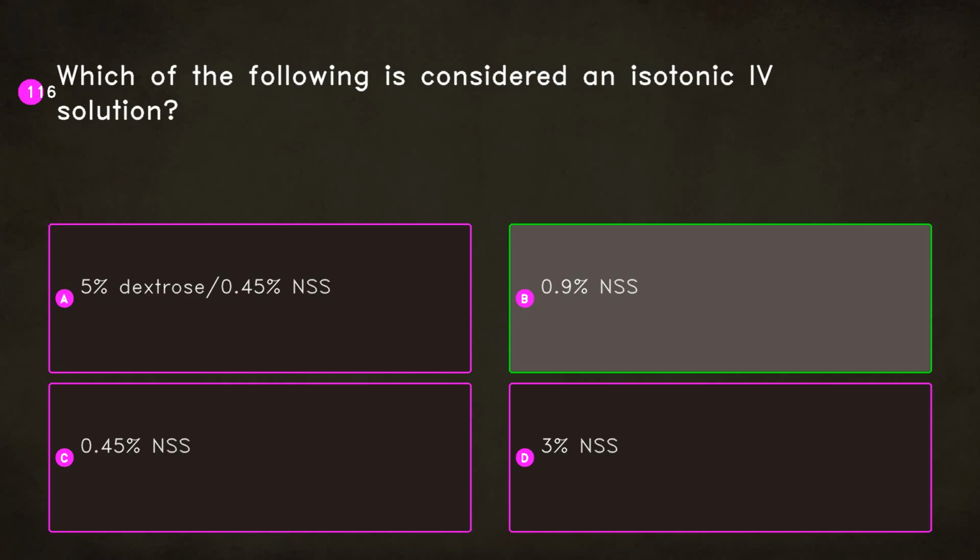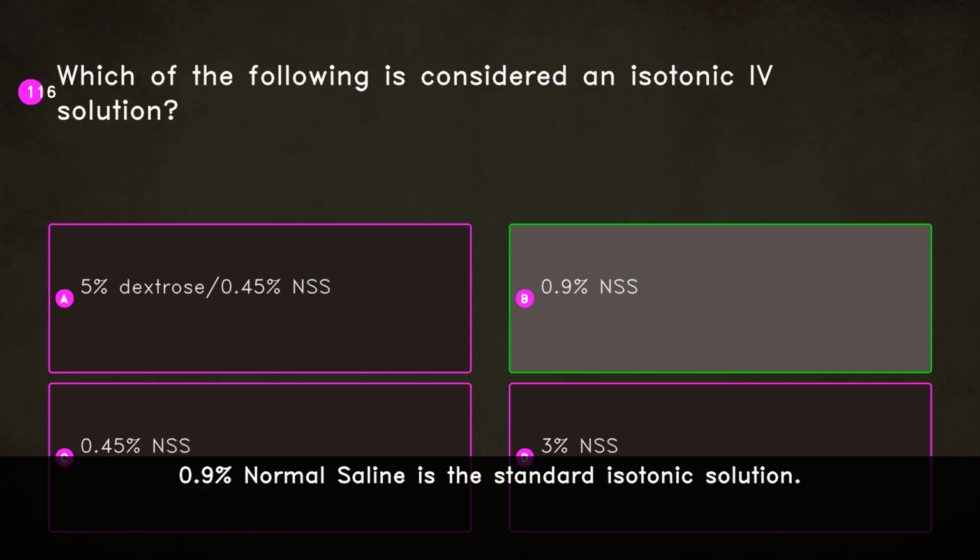The correct answer is 0.9% NSS. 0.9% normal saline is the standard isotonic solution.